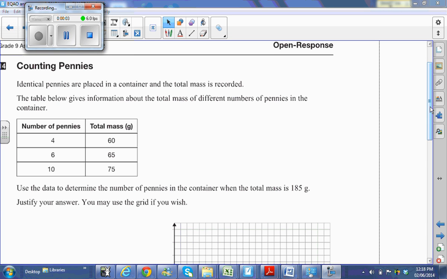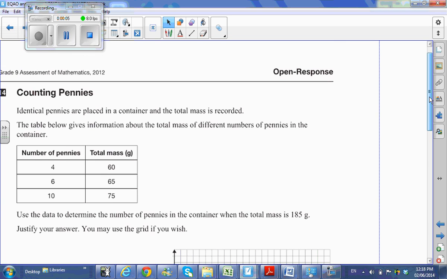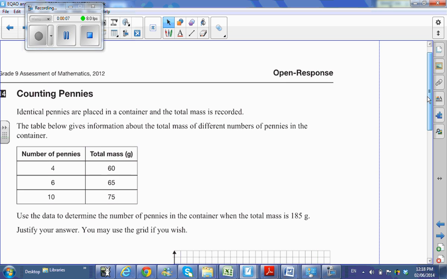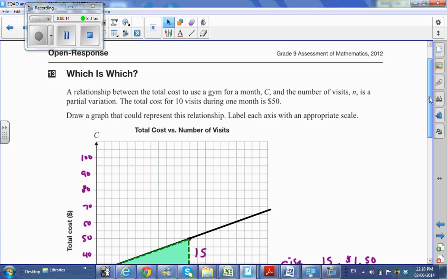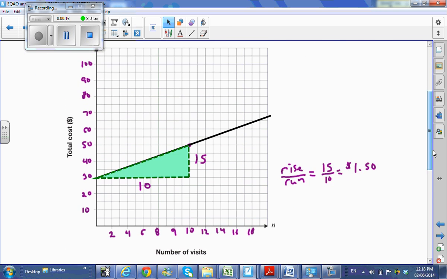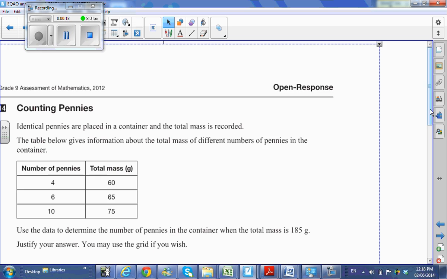Again, just picking up where we left off last time with our grade 9 assessment questions. So I'm looking at number 14, counting pennies. If you remember the last day, if I flip back a page, we finished off at this one here. Okay, so continuing on.